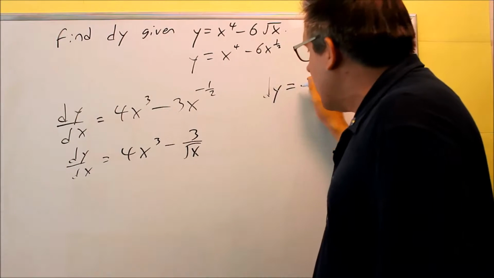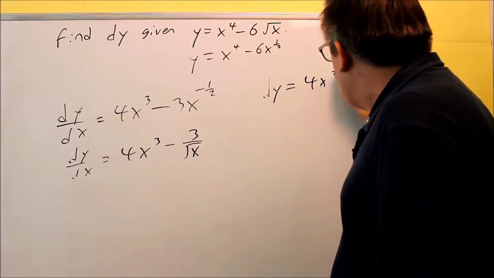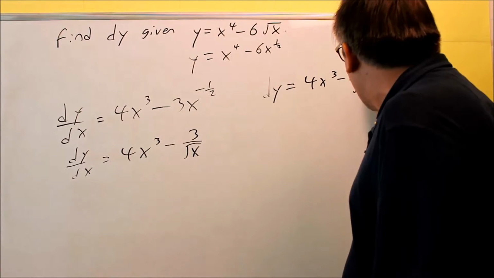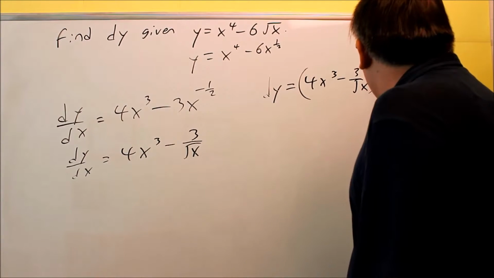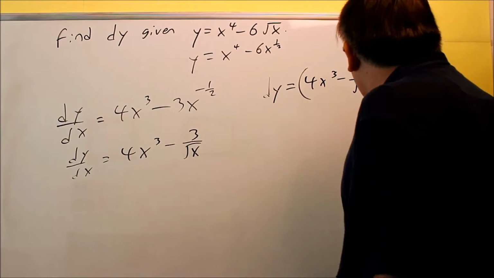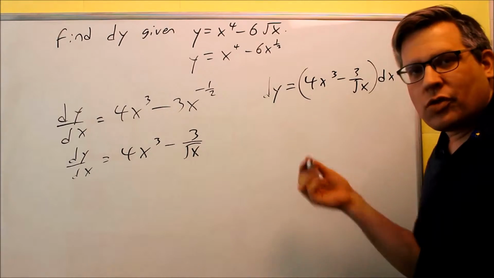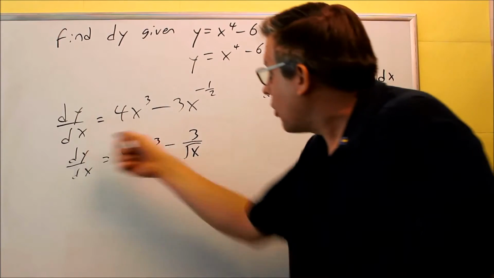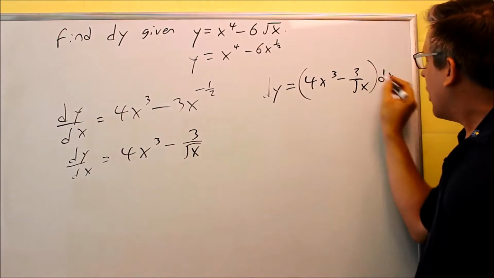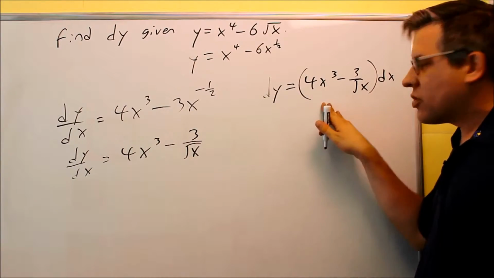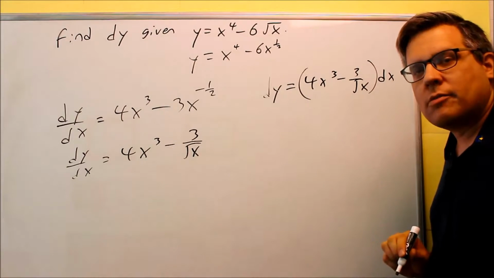So I'll get dy equals 4x cubed minus 3 over square root of x, but then all that's going to be multiplied by dx. So again, I treated that as a separate variable. If you want to cancel it out, you do the same thing you would do in algebra, multiplying both sides by dx. That would clear it out and put it here. So this would be your final answer for dy.